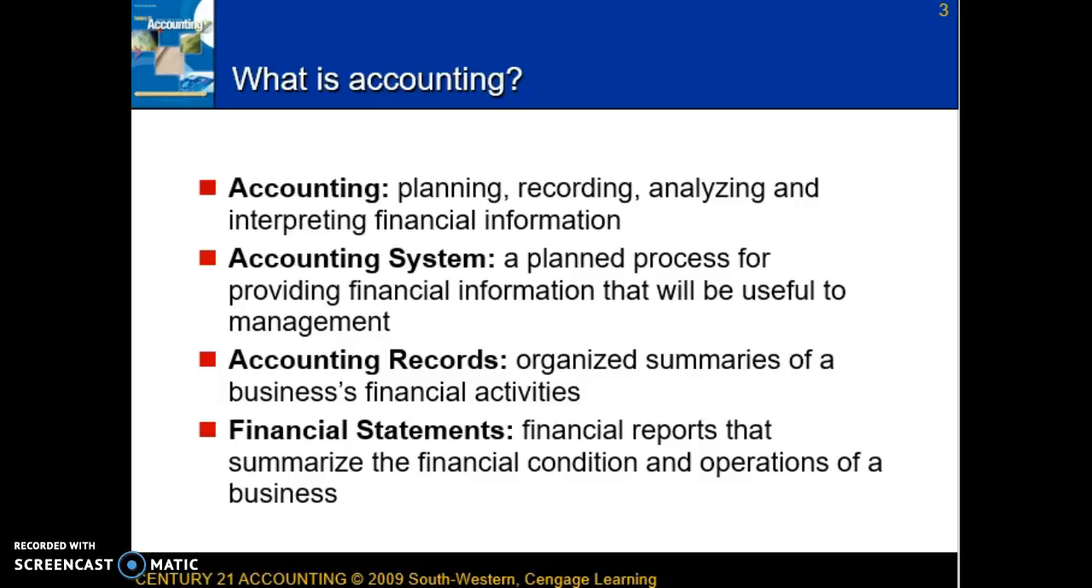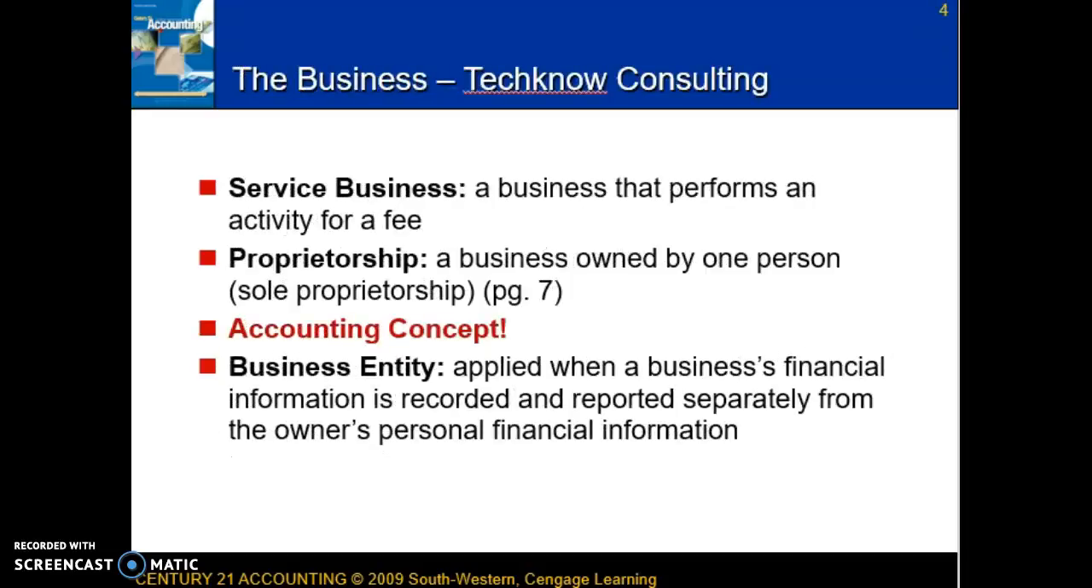Our accounting system is a planned process for providing financial information that will be useful to management. Accounting records are organized summaries of a business's financial activities, and then financial statements are financial reports that summarize the financial condition and operations of a business.